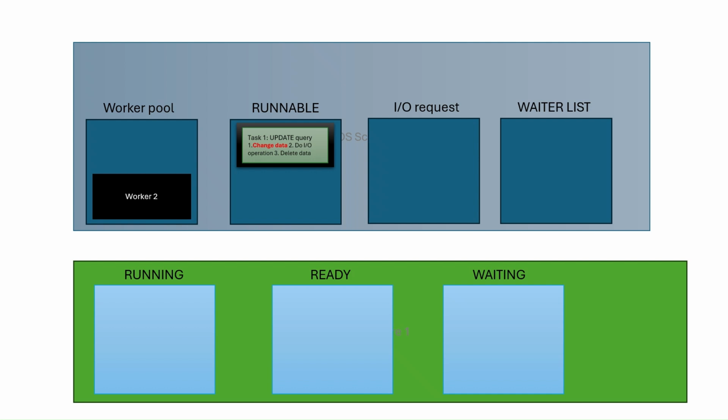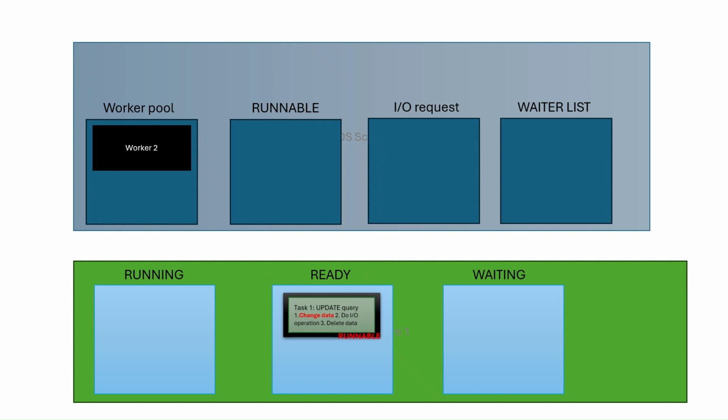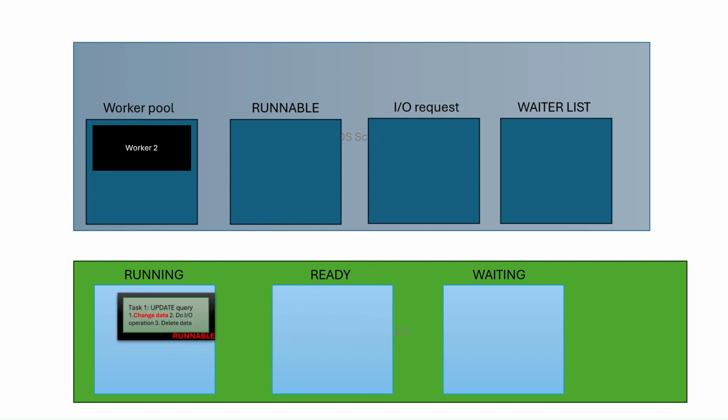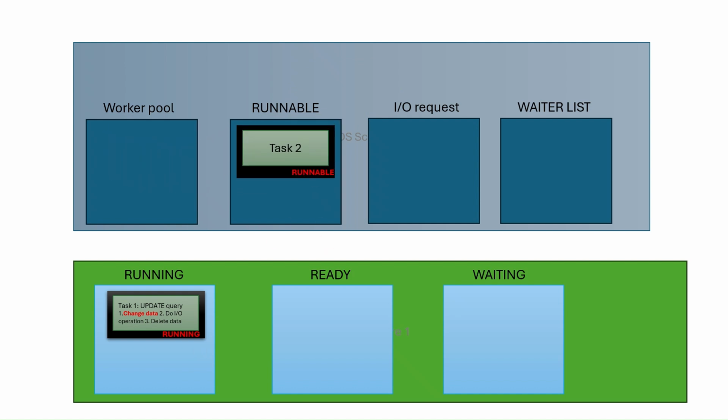For this, the worker thread is moved to the runnable queue. At that time, the task state becomes runnable. Then this task is moved to the CPU and run. While the task is being run on the CPU, the task status changes to running. Let's say in the meantime, another task comes and is assigned to worker 2. However, this task does not move to the CPU until the first worker finishes. Only one worker can run on the CPU from the corresponding scheduler.